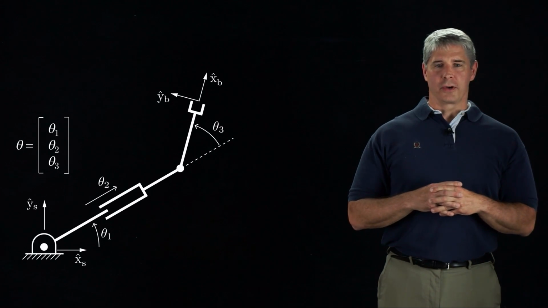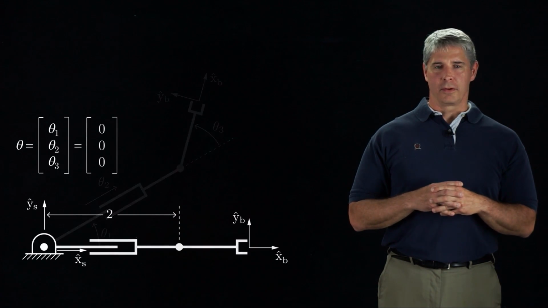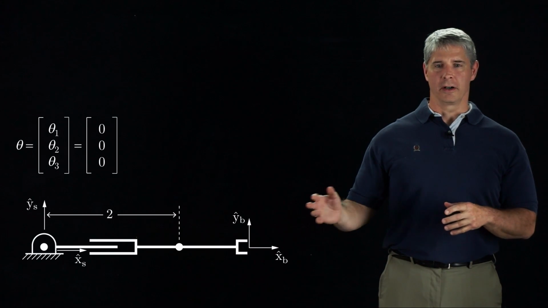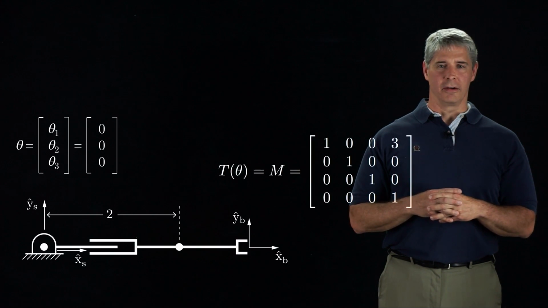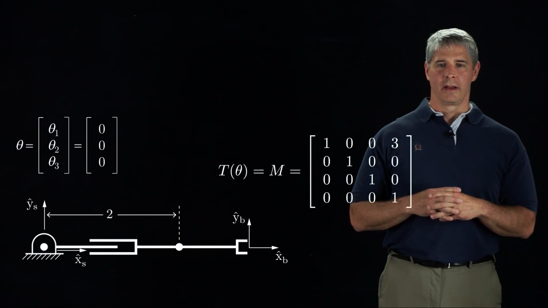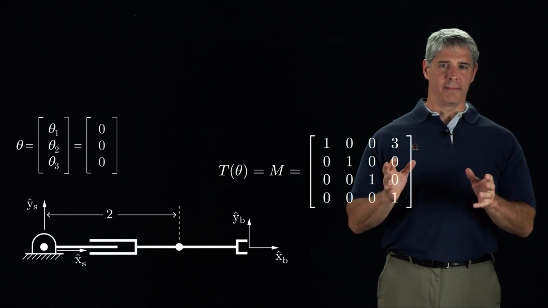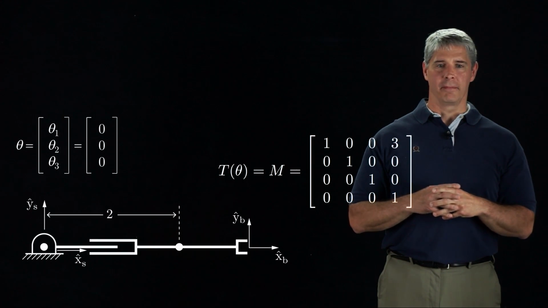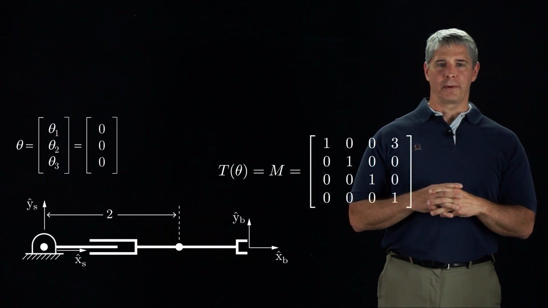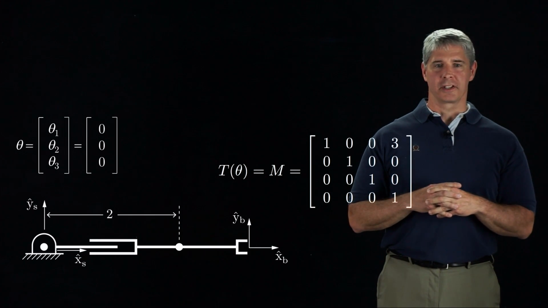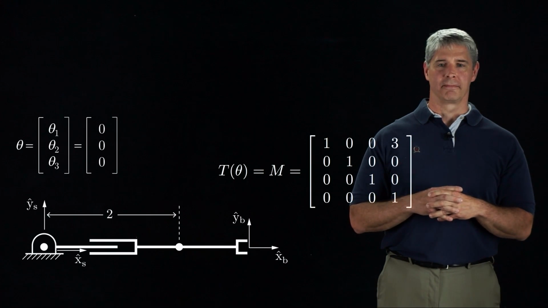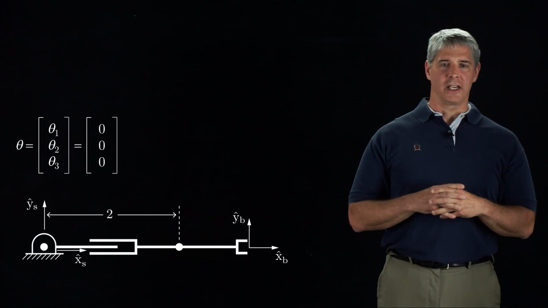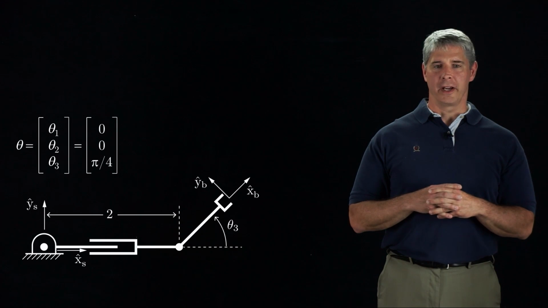If we set all of the joint variables equal to 0, the robot is in its home position as shown here. We write the 0 configuration of the B frame as T of 0, or simply M for short. At the 0 configuration, the B frame has the same orientation as the S frame, and the 3 in the top right element of the M matrix means that the B frame is 3 units from the S frame in the x_s direction. Now say we rotate joint 3 by pi over 4 radians.